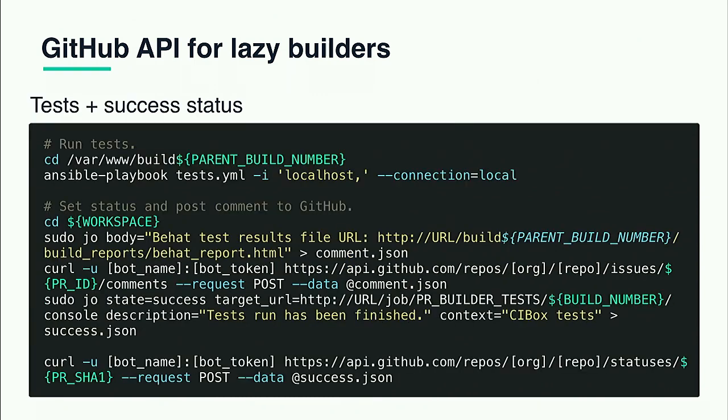Here is an example of how we run tests. With Ansible, we go to the folder, we execute the Ansible playbook test.yaml, generate JSON, set up status, generate JSON, post comments. So it's really easy, but that code is hard to understand. Yeah, I know that. I'm so sorry for that. But it works. It brings the value that we really need. But there is always a but. That's life.